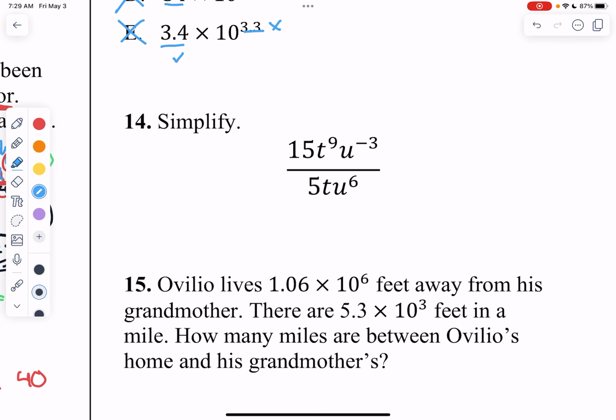This is a division problem. I'm going to start with my coefficients on the outside. 15 divided by 5. That one's pretty easy. 15 divided by 5 is 3.